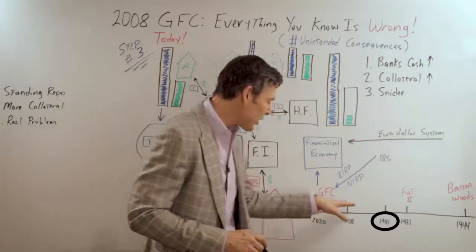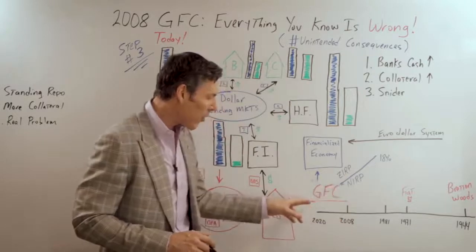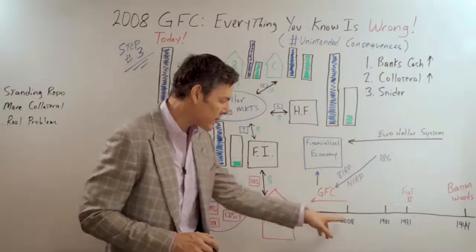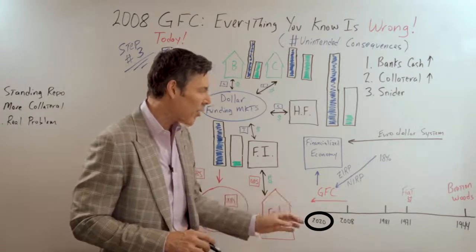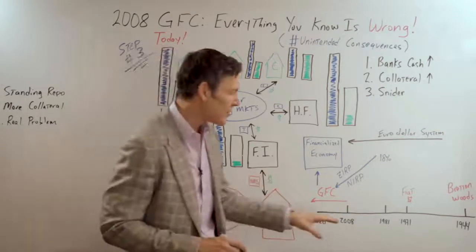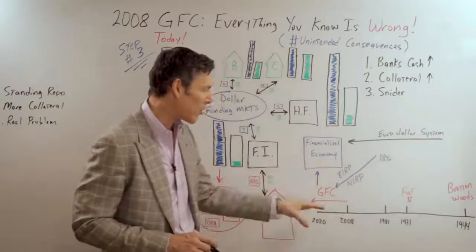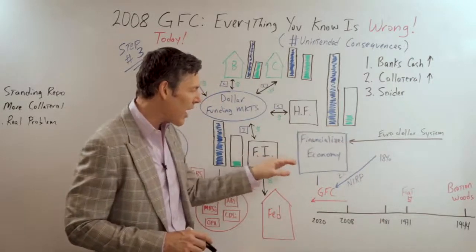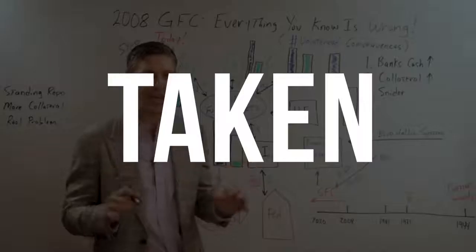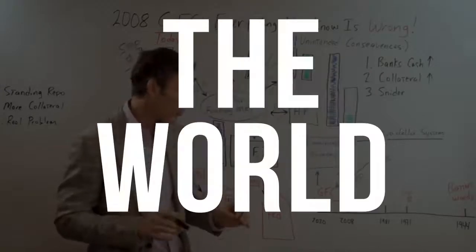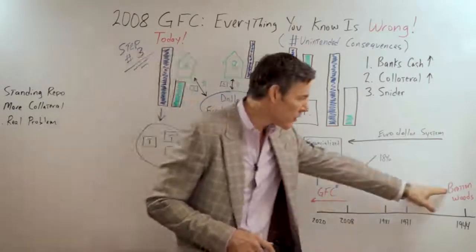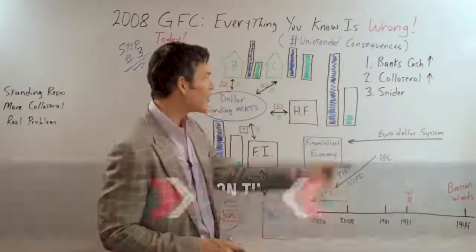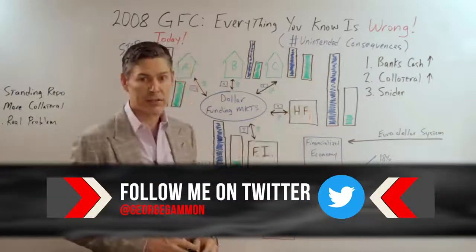This takes us to the era of the global financial crisis that started in 2008 and we are still in now. The end result of this entire debacle has been a financialized economy that has taken over the world. And it all goes back to Bretton Woods. Hashtag unintended consequences.